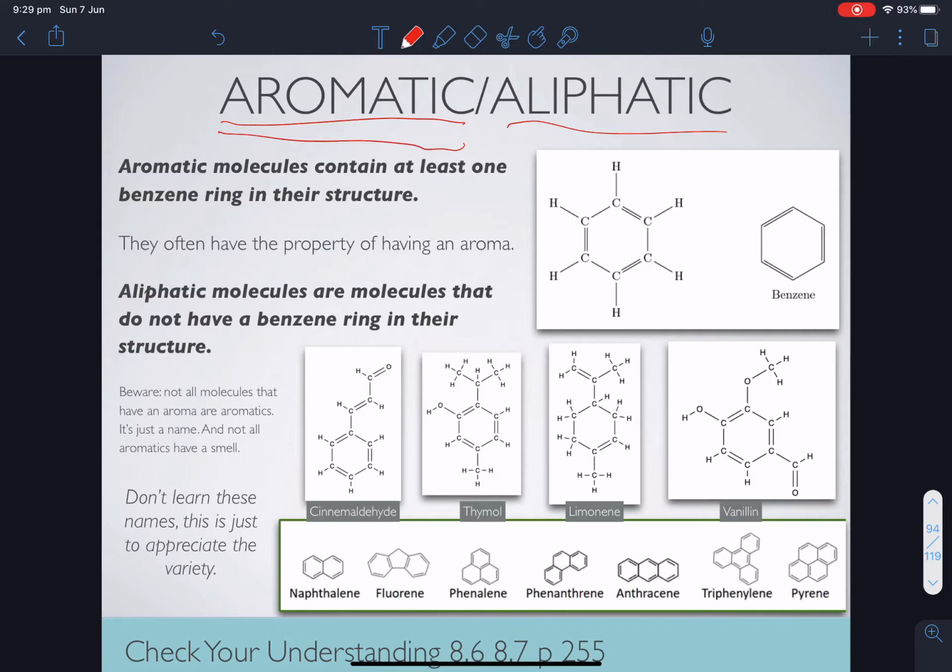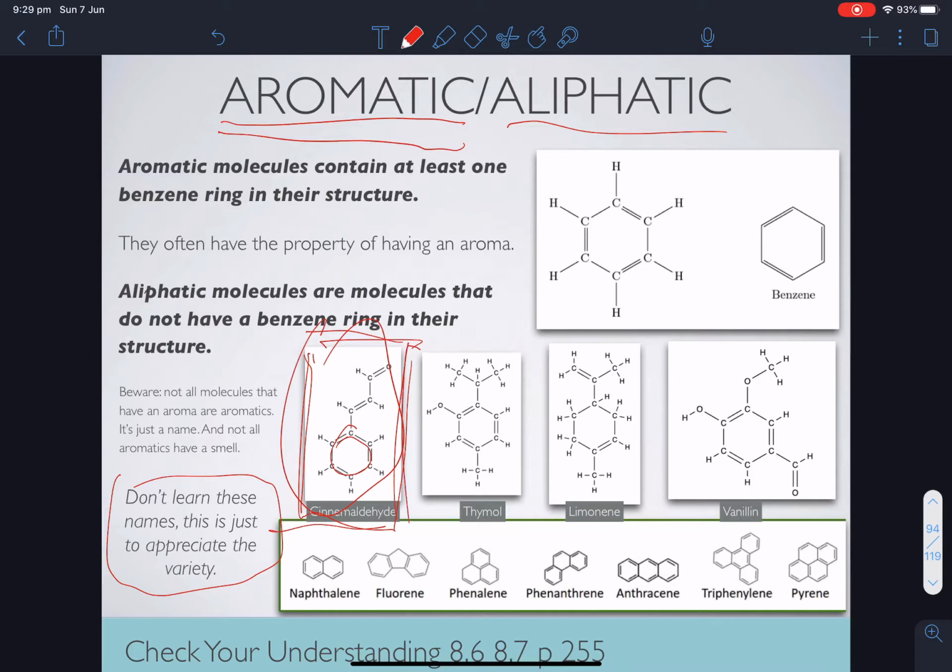Okay, so I've given some structures of some benzene ring molecules here. And I don't want you to name these or learn these at all. It's just giving you appreciation of the range of them, okay? So here we've got cinnamaldehyde. It's an aldehyde. We'll learn about that in the next chapter. But it's got this benzene ring in there, and it's one of the main compounds in cinnamon. Gives it its scent too.